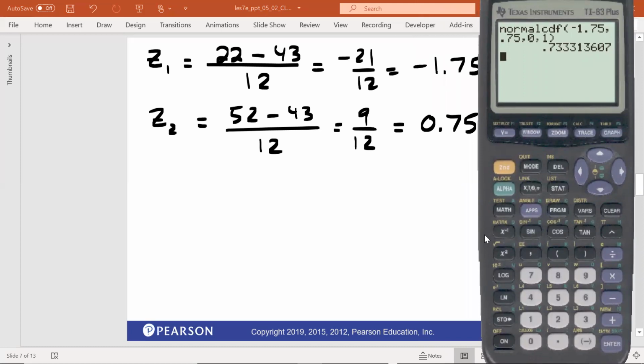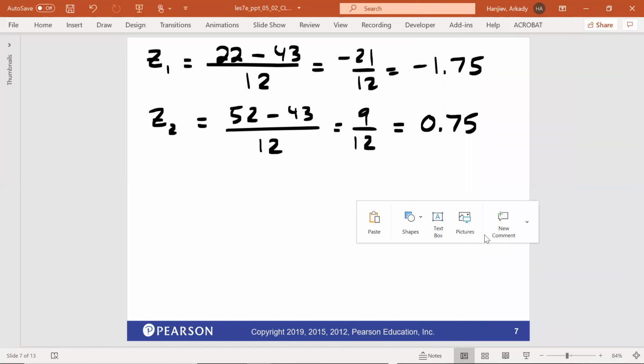0.7333. And so it doesn't ask for the percentage. It says, what's the probability? So let's write it out the correct way here. Probability. Let me write out the terms here. Remember, P stands for probability, right?